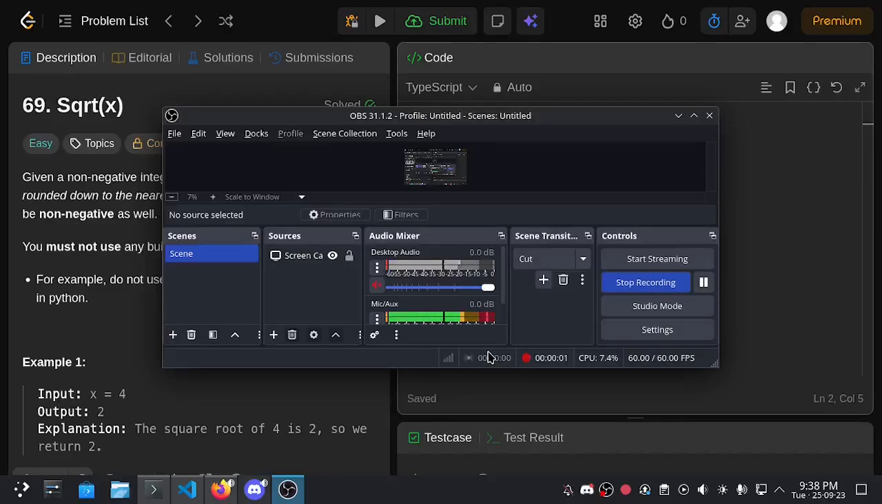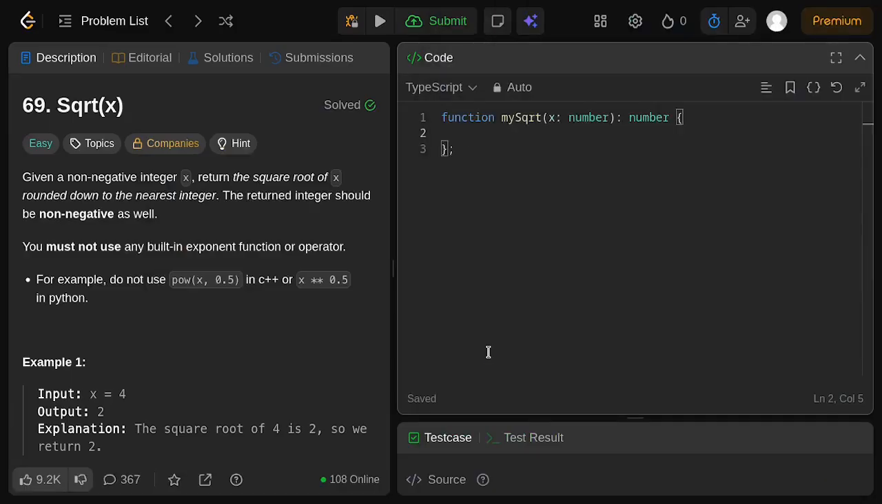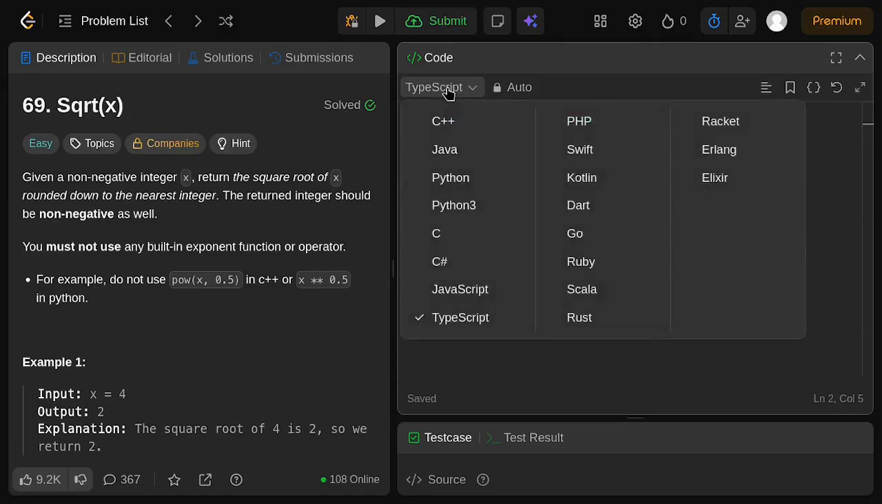Hello everyone, I'm Alfian and today we are going to solve the LeetCode challenge number 69 called the square root of x. For this particular challenge we are using TypeScript as our language. If you want to use something else other than TypeScript, then go ahead. I encourage you to do so.